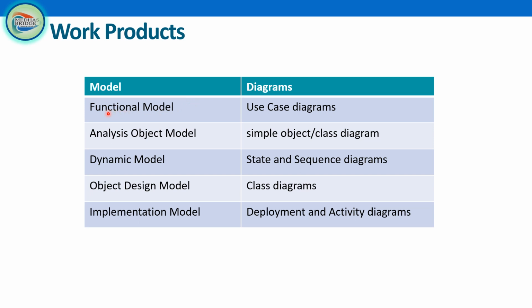Let's look at various models and what sort of diagrams we use in each model. For functional modeling, we use use case diagrams. For analysis object model, simple objects and class diagrams is what we use. For dynamic modeling, we use state and sequence diagrams. Object design model, we use class diagrams. For implementation model, we have deployment and activity diagrams.